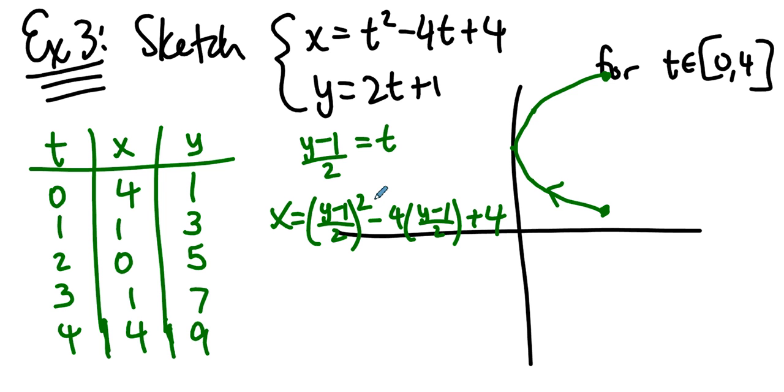Parametric equations allow us to graph things that are not functions with relative ease. We didn't have any problem graphing this function, and that's kind of the point. All right, example 4.